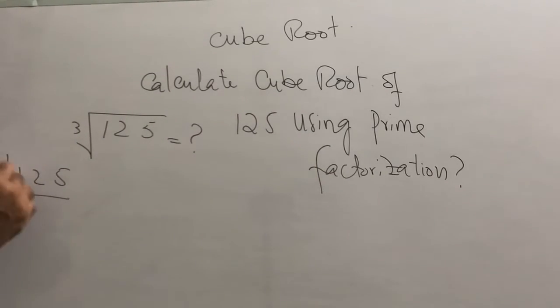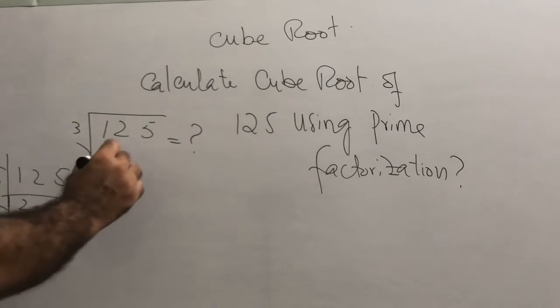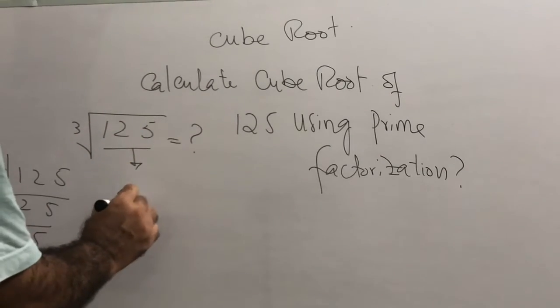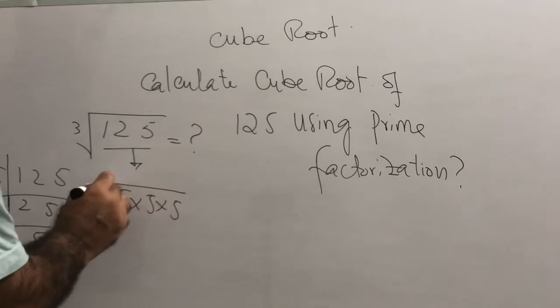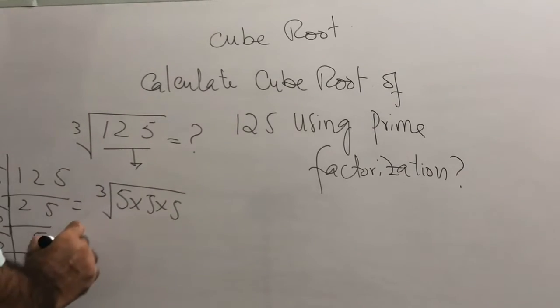Divide it by 5. 5 2s are 10, 25. 5 5s are 25. 5 1s are 5. So we can write this number as 5 into 5 into 5. So we need to take the cube root of this.